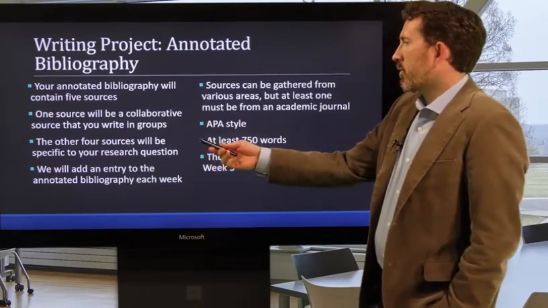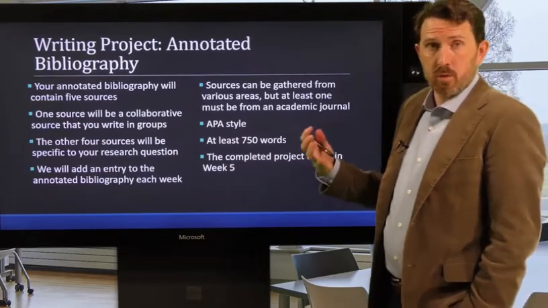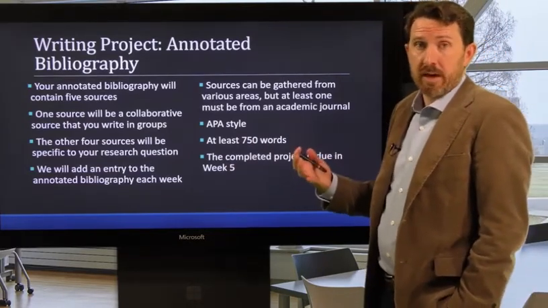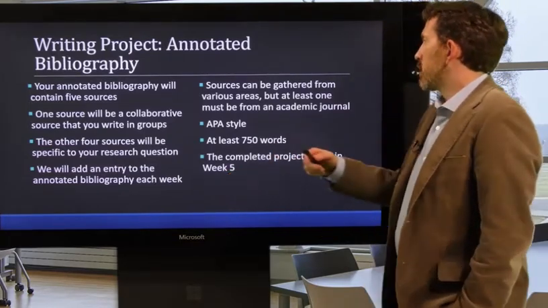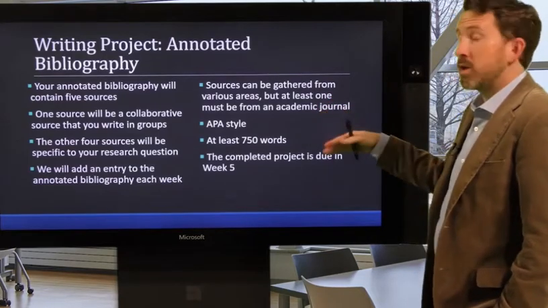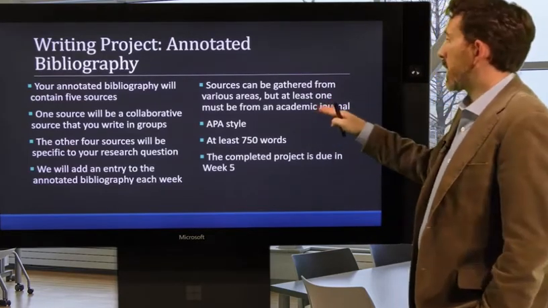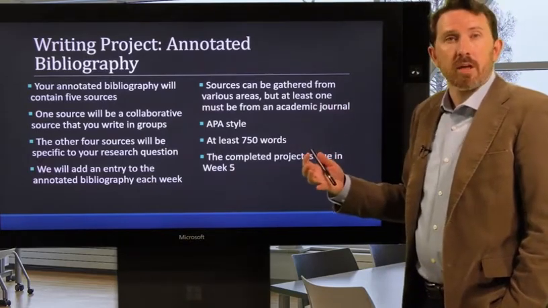Each one of your other 4 sources should be specific to your research question, so these should be really useful sources. You think these are really effective for you. And we're going to do 1 a week, and we really want you to use 1 academic journal. You can use more, but at least 1 academic journal so you can get used to what academic prose looks like for your research.